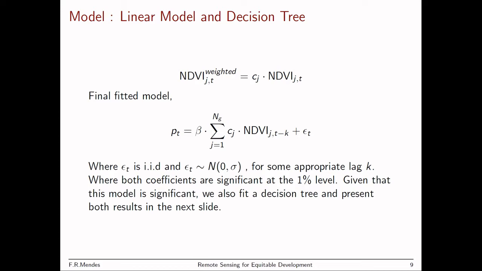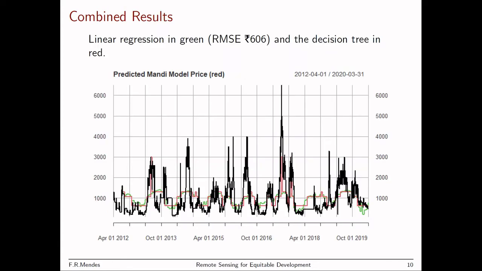And now we bring the two together in a linear model, and the reason we do that is because we want to check if there is indeed a relationship between the two. And it turns out that yes, there is a relationship that is significant at the 1% level. So then we go ahead and fit a machine learning model, the decision tree, and present the results.